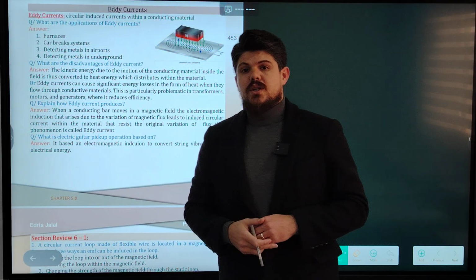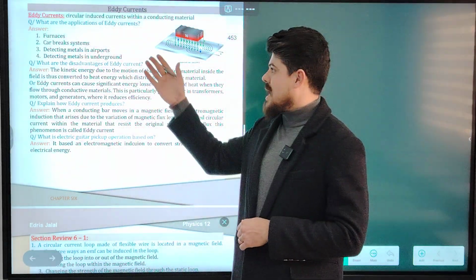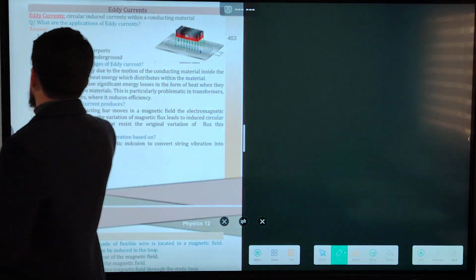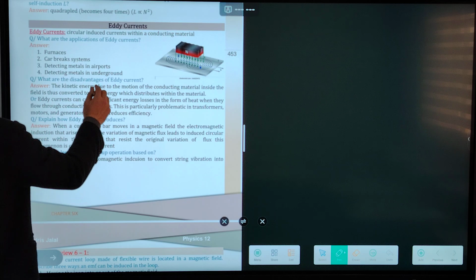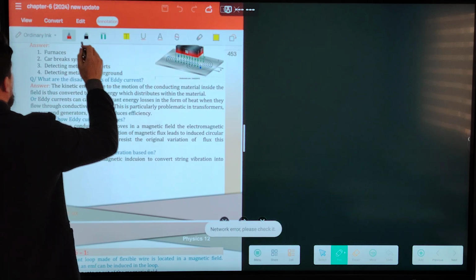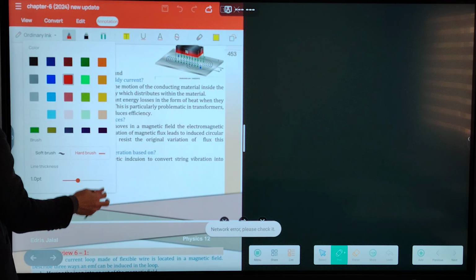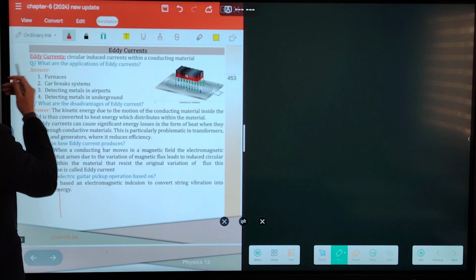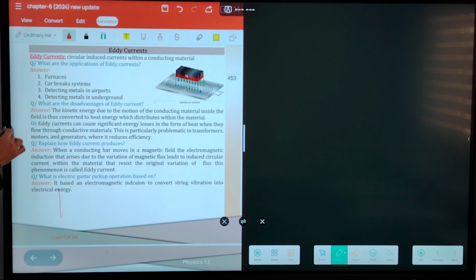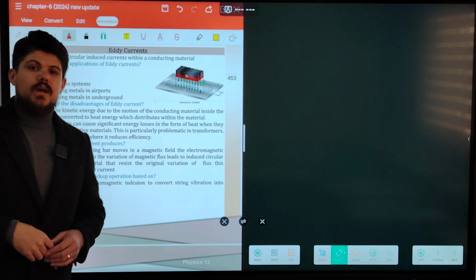The applications of eddy current are very important, and this question has been brought up in the Wizawi exam many times. Be careful. The question says, what are the applications of eddy current? Eddy current has advantages and disadvantages. The advantage of eddy currents, the applications, is in furnaces. Eddy current can be used in furnaces for heating or warming.